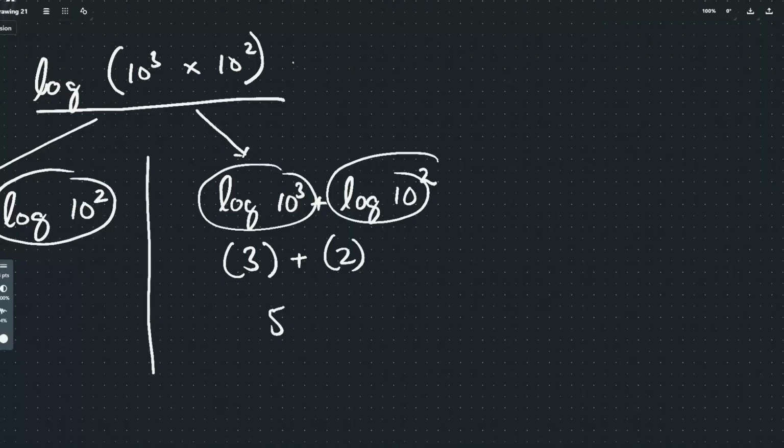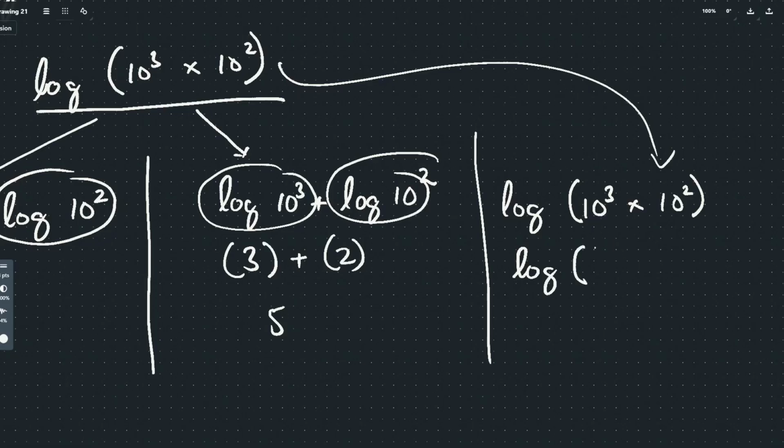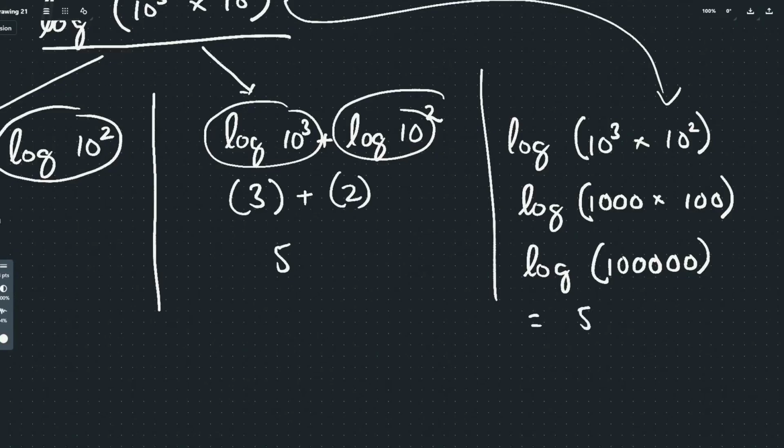Well, to really check this, we can do another thing. Let's solve this one in another way. Log of 10 raised to power 3 multiplied by 10 raised to power 2. We can write it like 1000, and we can write it multiplied by 100. So this will become 1 2 3 4 5, and when we take the log we will have 5.